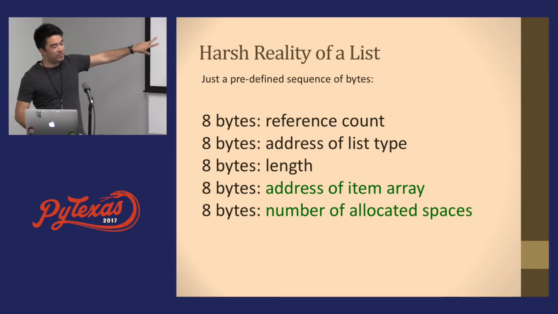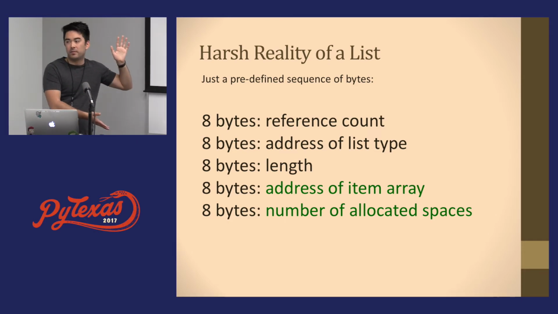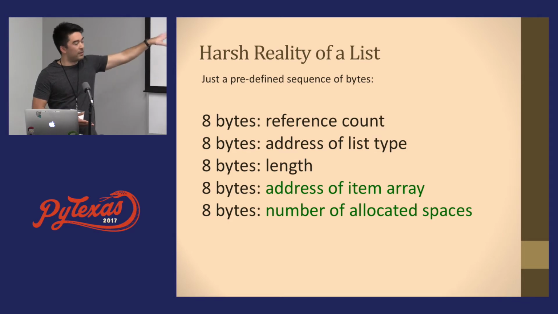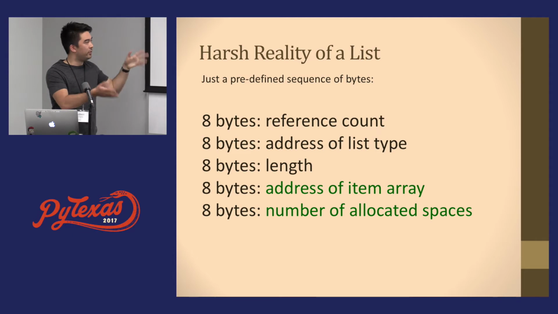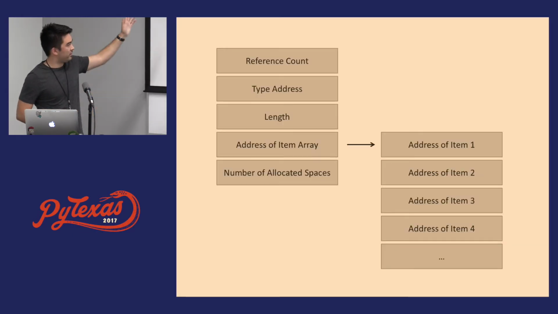The last two, the new entries, are with respect to the array of items. So we have the address in memory of that array of items, and we have the number of spaces that we've allocated for that array. It's different than the length because Python usually over-allocates, so you don't have to do that constantly when you're adding items. Maybe this is a little more helpful.